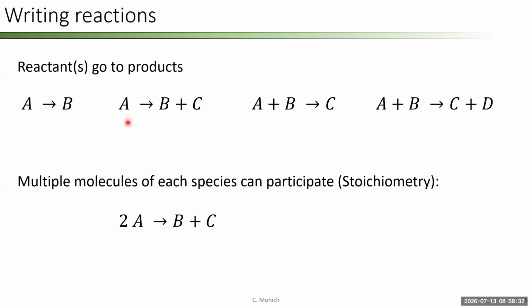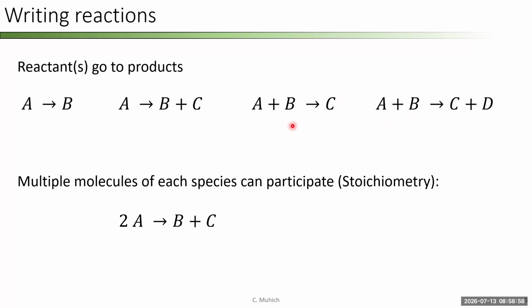We can also have A goes to B and C, right? So this would maybe be a decomposition reaction. We could have two reactants, A plus B goes to C, right? So here A and B are reactants, C is the product. And then we could have something like this where we have A and B goes to C and D.